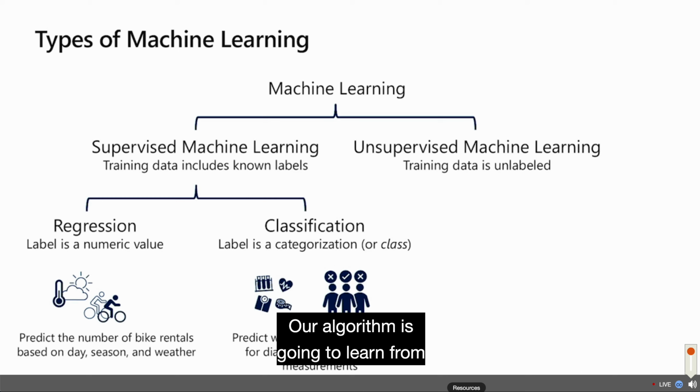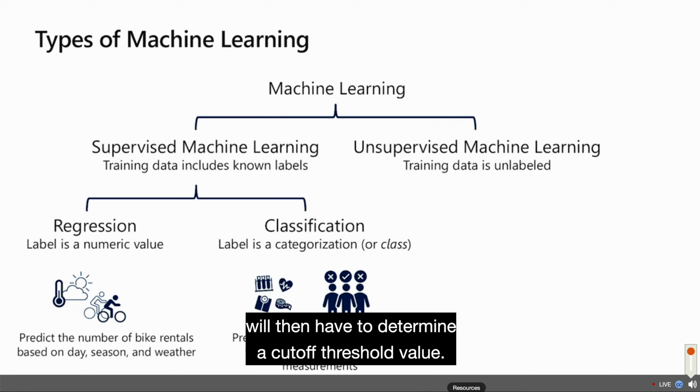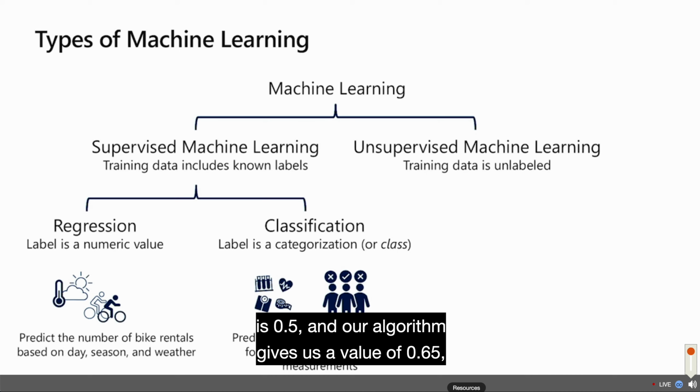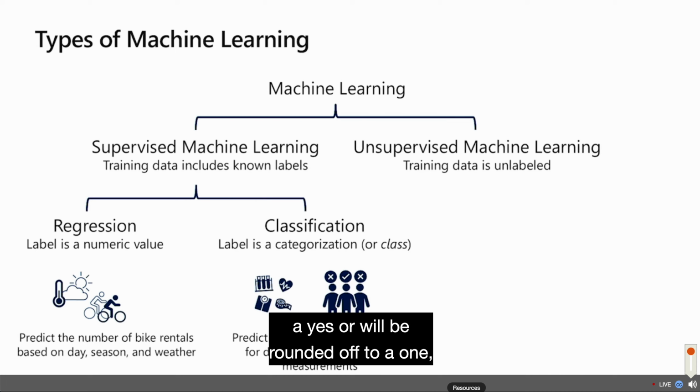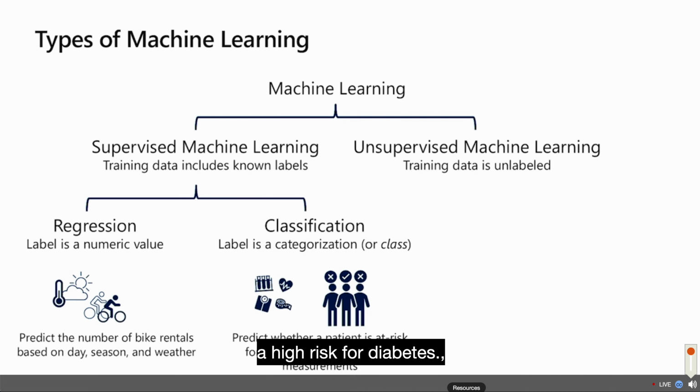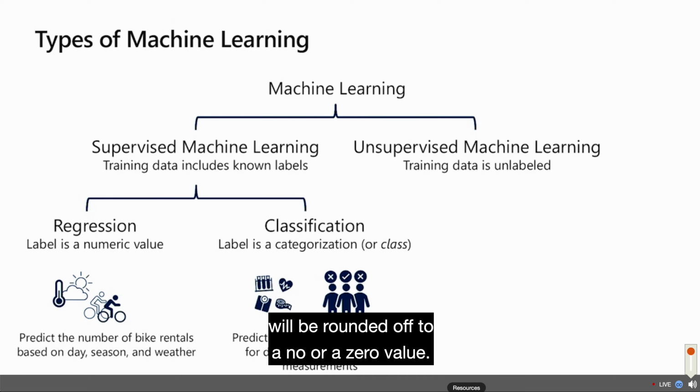Our algorithm is going to learn from these past data points and provide us with predictions in the form of a probability value between 0 and 1 when we input the details of new patients. And our data scientists who are building this model will then have to determine a cutoff threshold value. So for example, if our cutoff value, hypothetically, let's say is 0.5, and our algorithm gives us a value of 0.65, which is above our cutoff value, this will be considered a yes, or will be rounded off to a 1, and that person will be deemed at high risk for diabetes. Whereas a value of 0.4, which is below the cutoff, will be rounded off to a no or a 0 value.